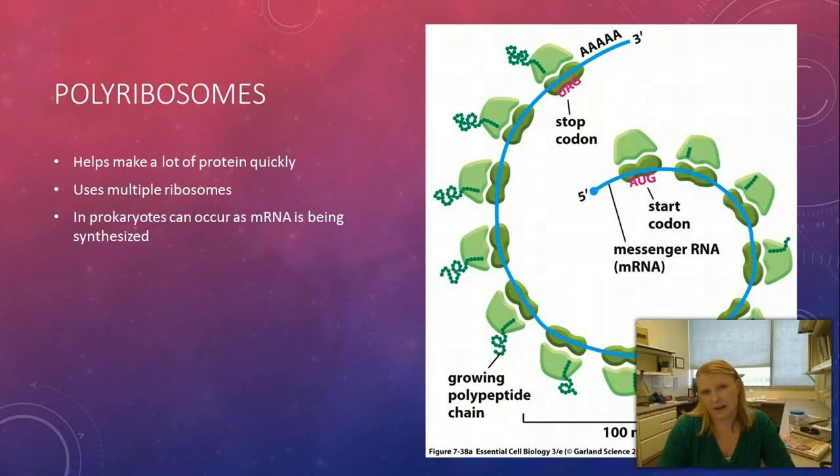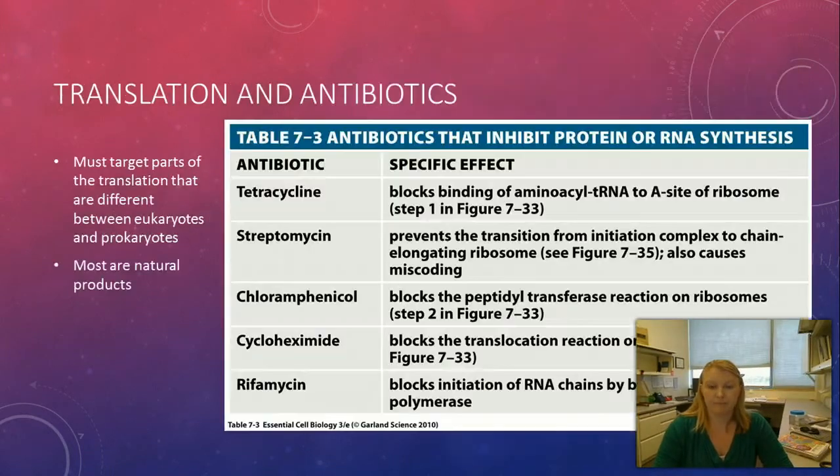And this makes sense that it can happen that way because in prokaryotes they don't have a nucleus. So the mRNA is being synthesized right where the ribosomes are as well, as opposed to the eukaryote. It has to be processed and moved out of the nucleus before the ribosomes can do that.